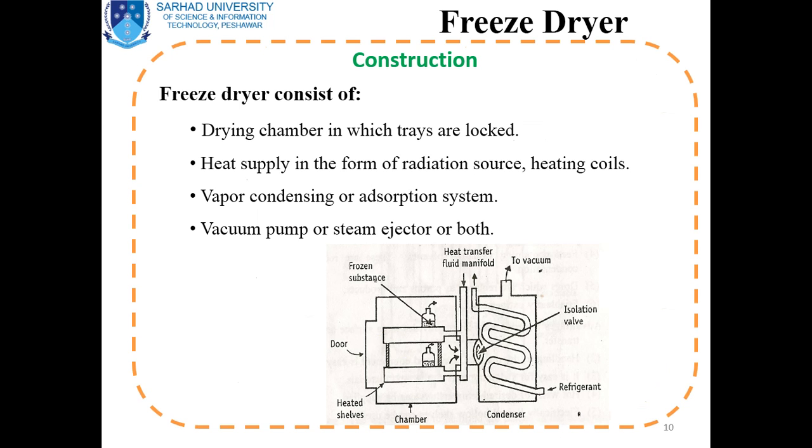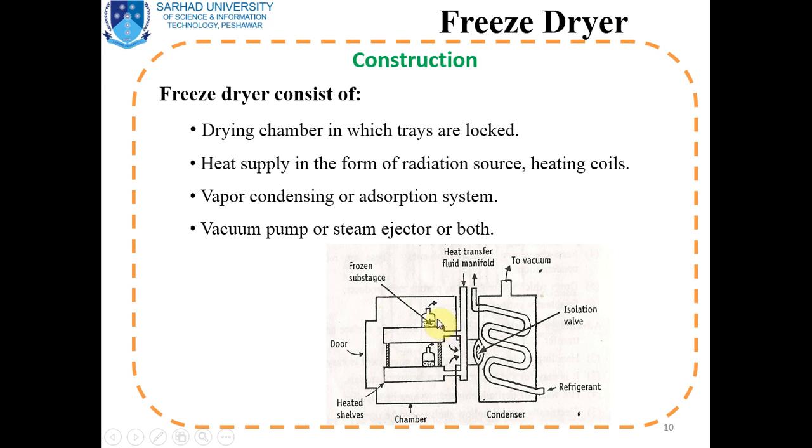Now we will discuss the construction of the freeze dryer. The freeze dryer consists of several parts, like the drying chamber that you can see in the diagram below, on the left side. In this chamber you can see two trays in which the substances to be dried are kept, and the drying chamber in which the trays are locked.